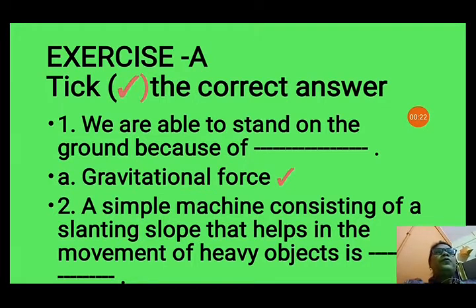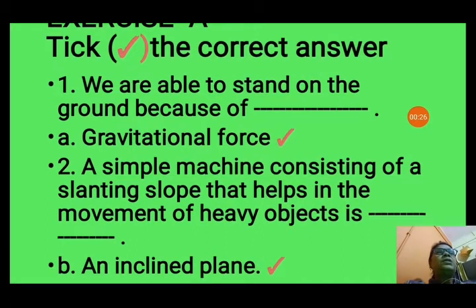Question number 1, we are able to stand on the ground because of. So option A is correct in this question: gravitational force. The earth pulls every object towards itself so that we can stand over the earth. Otherwise we would float like we float in space because there is no gravitational force. So due to the gravitational force of the earth, we can stand on the ground.